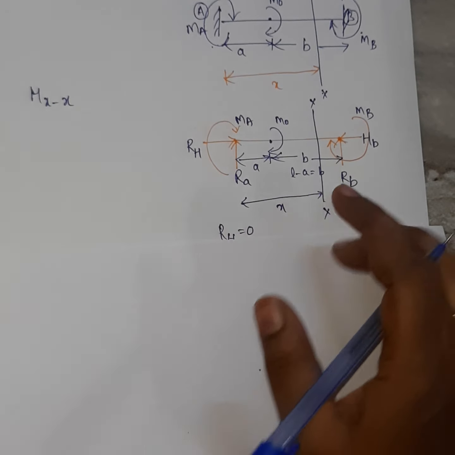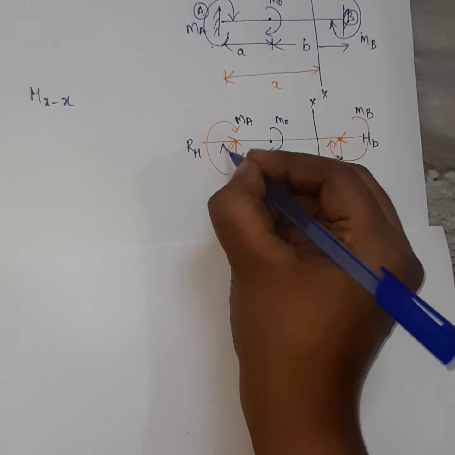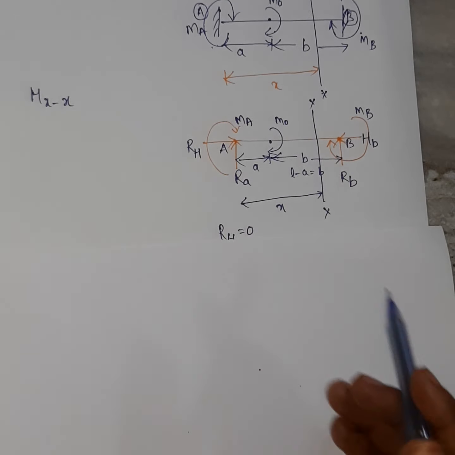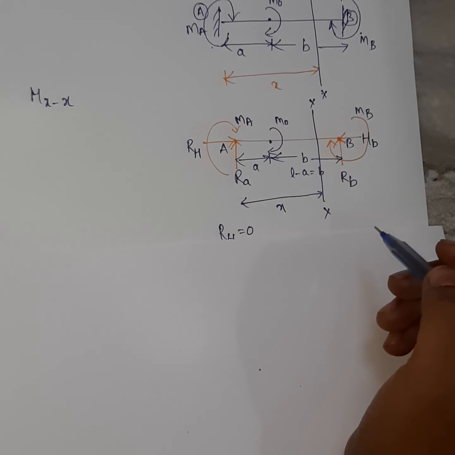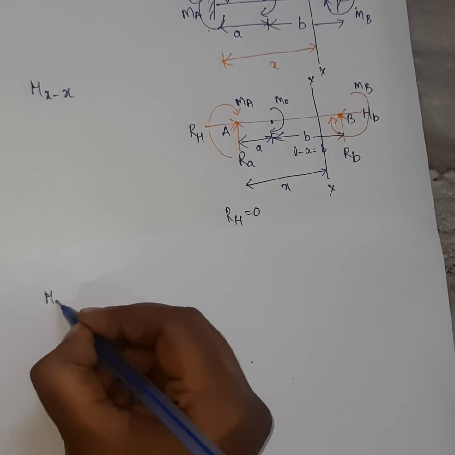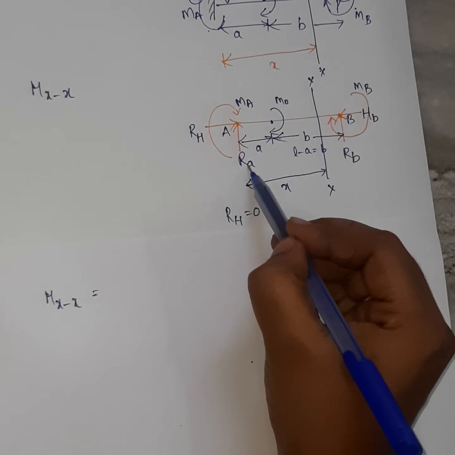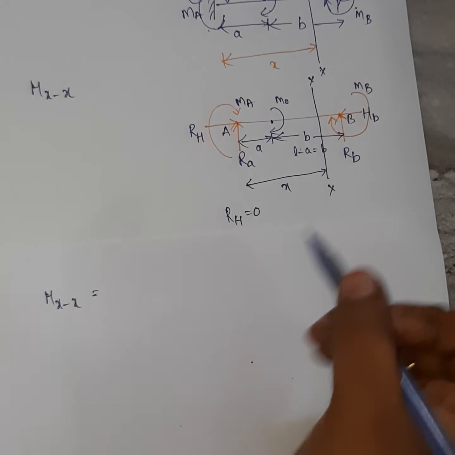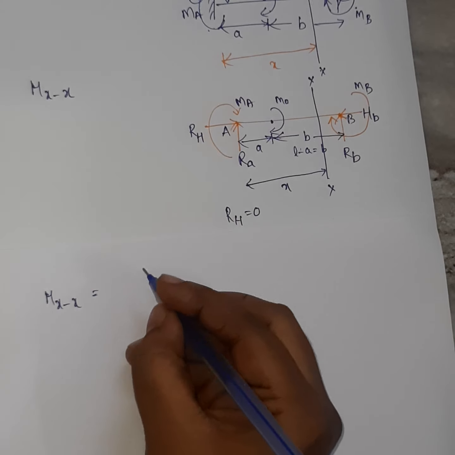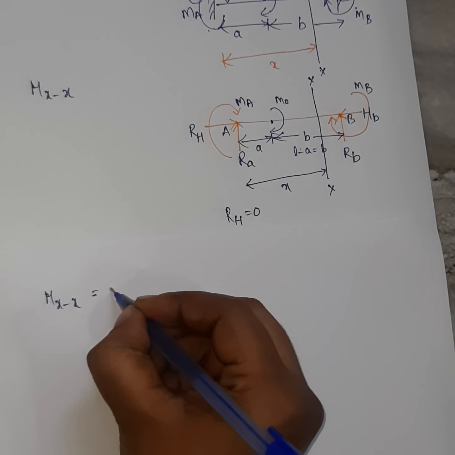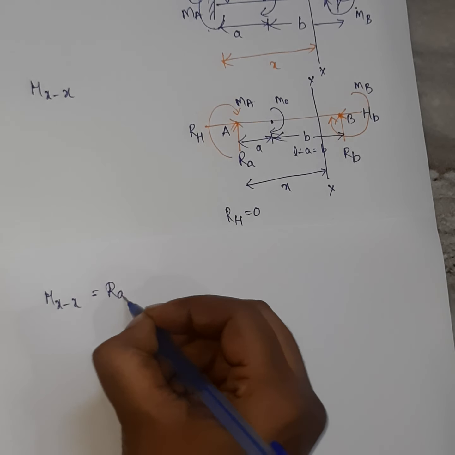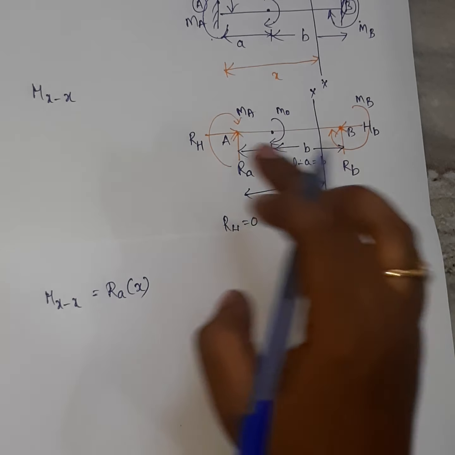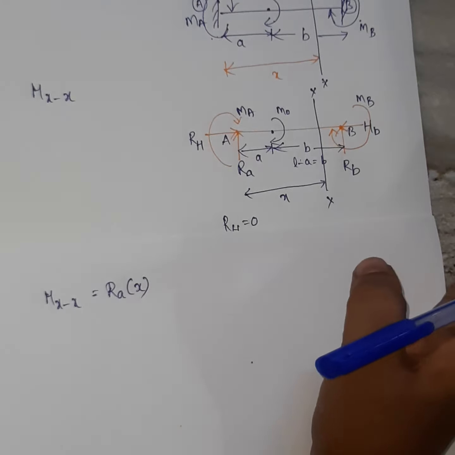So I am taking a section XX between A point and B point, from A to B, calculating from the left side portion. So what are the forces at section XX? Reaction at A, fixed end moment and couple. So I am writing like this. See here, what is the moment formula? Force into distance. So RA into x, force into the distance up to section XX. Next, horizontal force is neglected, so it is 0.